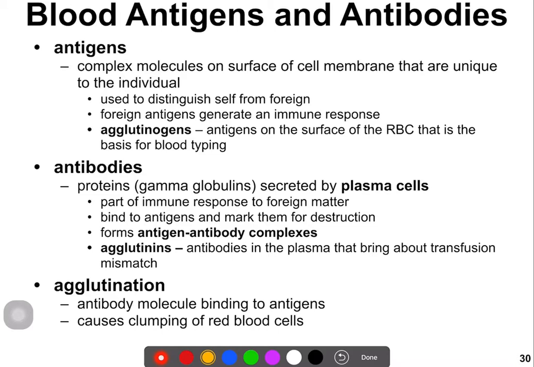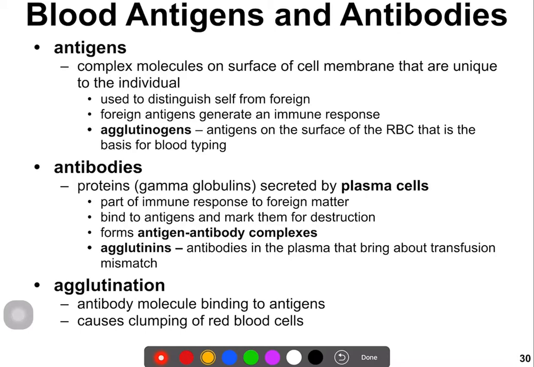Now, before we get into the discussion, let's get some basic terminology down. What is an antigen? An antigen is something that can stimulate an immune response, and typically we're looking at the formation of antibodies made by white blood cells that will react to it. But antigens are very complex molecules on the surface of cell membranes. That's one group of antigens. And in this case, when we're talking about red blood cells, we're talking about a very specific group of antigens.